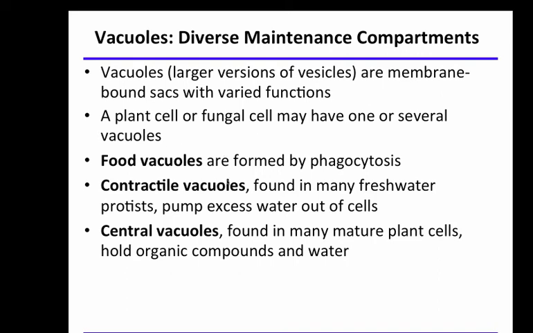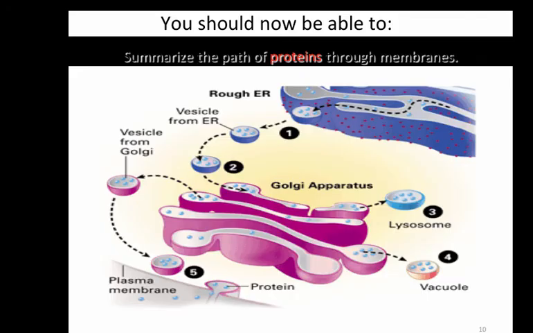And we just reviewed food vacuoles and how they're formed. They're formed by phagocytosis. Review contractile vacuoles that are found in protists, used for pumping out excess water, and central vacuoles, found in many mature plant cells. They're used for storage. They function to hold organic compounds and water.